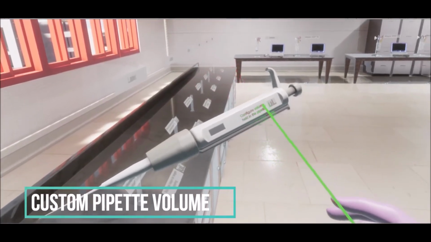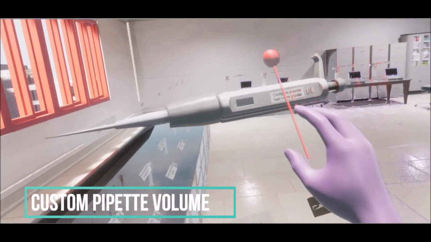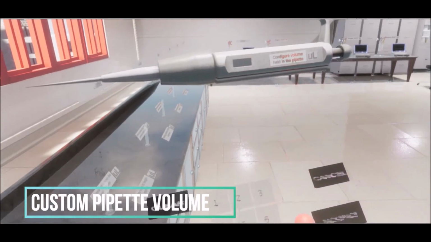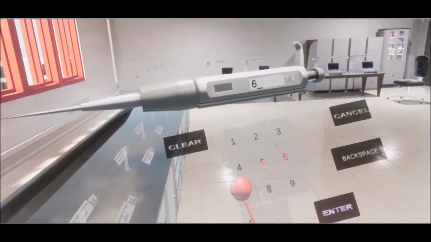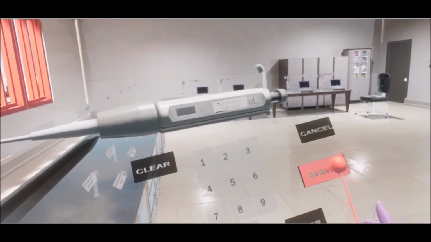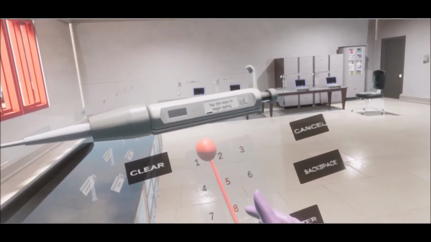Students can also customize the micropipette's volume and take up the solution of the required volume. This will allow students to practice making the drug dilutions and using the micropipettes.